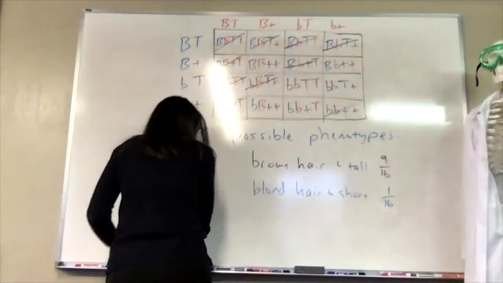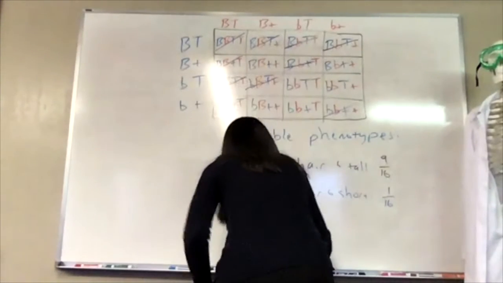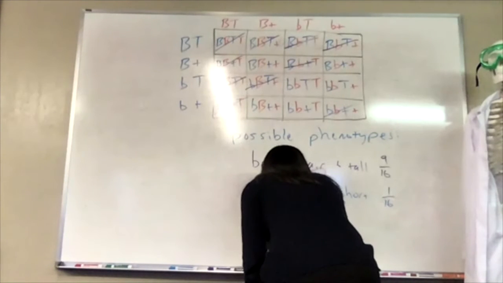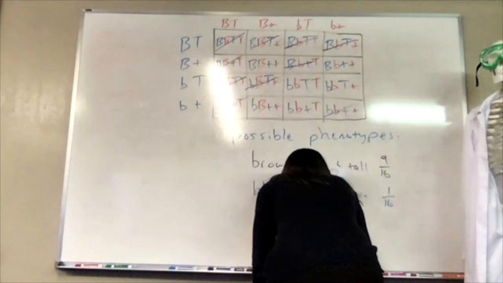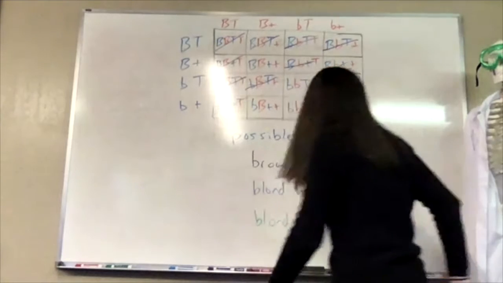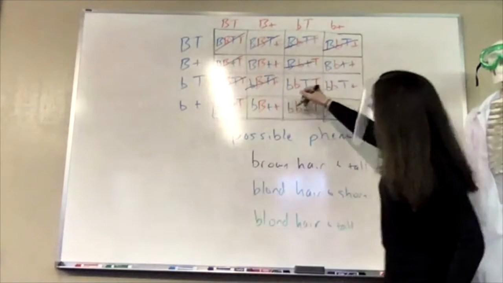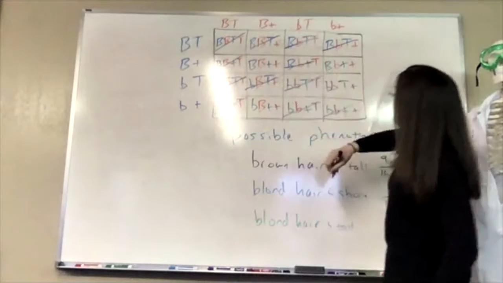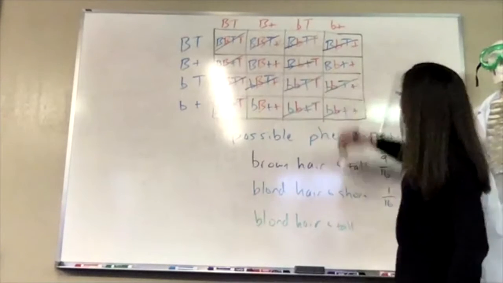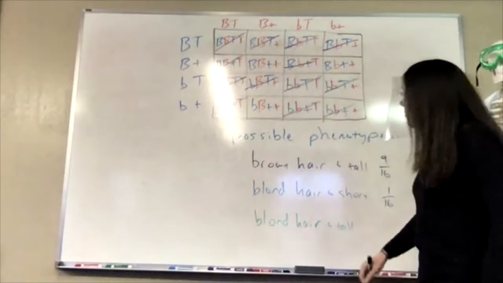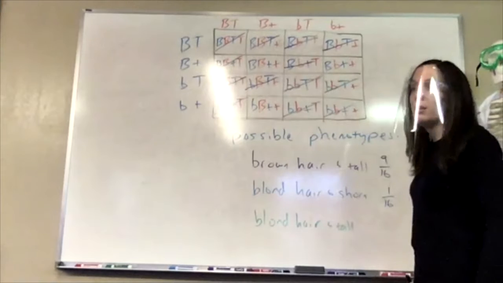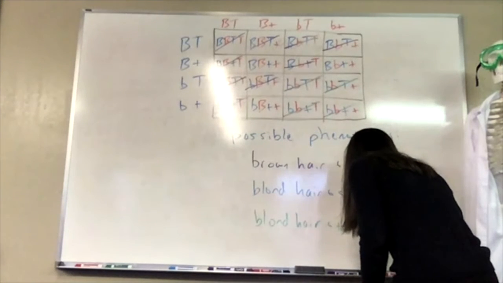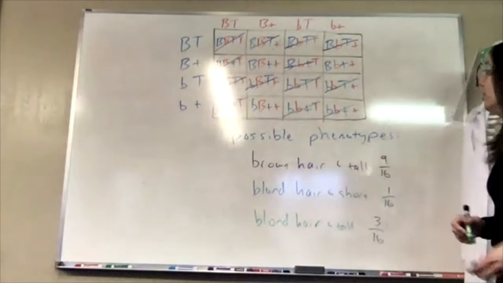Blonde hair and tall. Okay, so we see this one is blonde hair and tall. This one's blonde hair and tall. That one's blonde hair and tall. Did I miss any? Three out of 16. So we have three out of 16 blonde hair and tall.